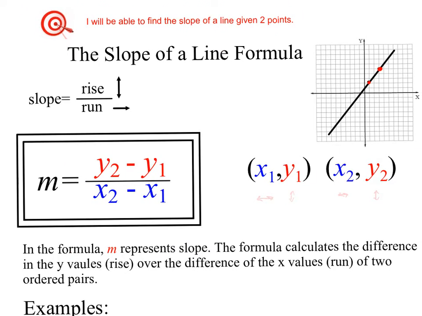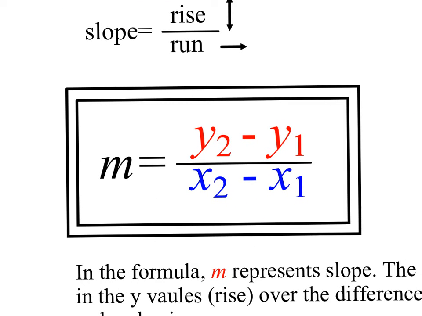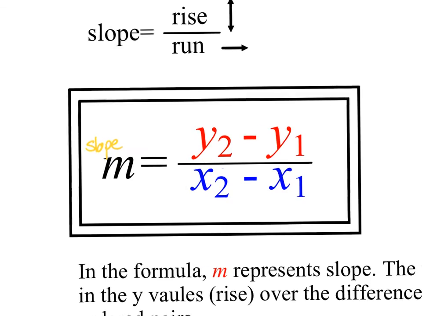Now, in order to find the slope, you're going to take your second y value and you're going to subtract the first y value from it. Then you're going to subtract your second x value from your first x value. So the slope formula, slope is represented with the letter m. You're going to do y2 minus y1 over x2 minus x1.